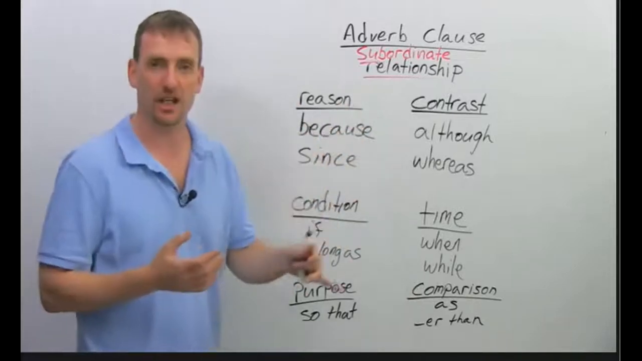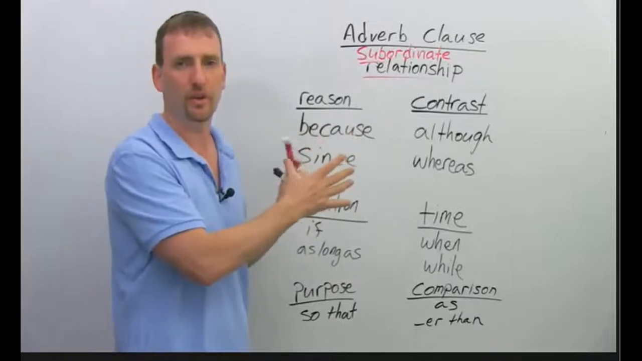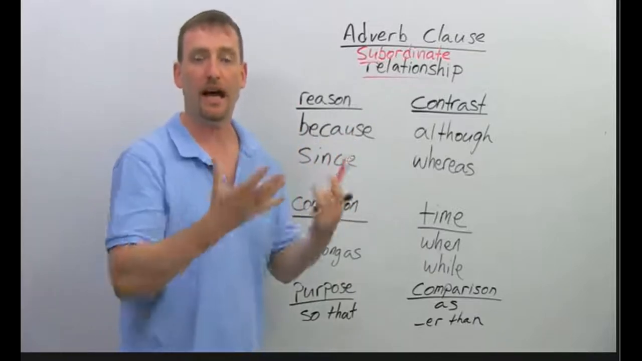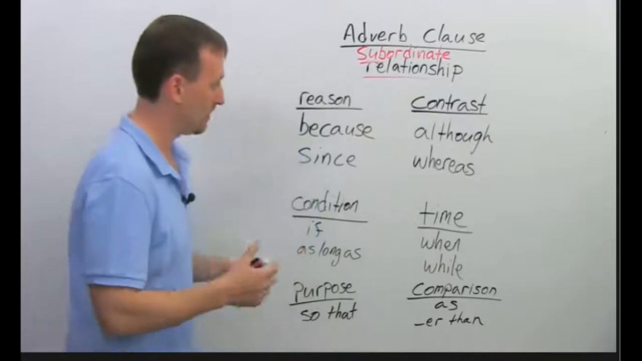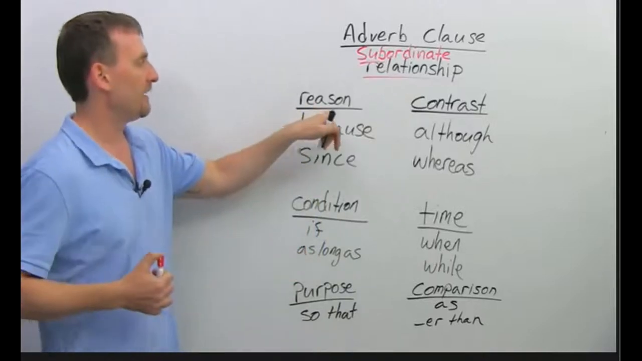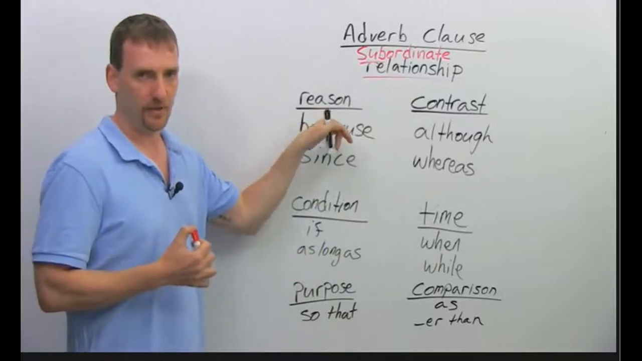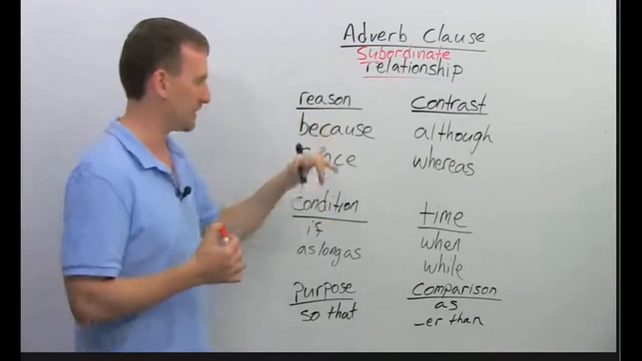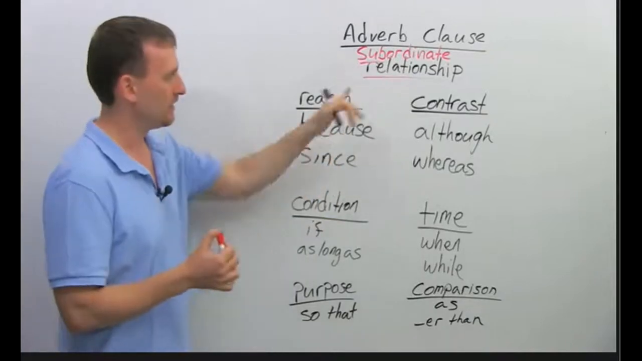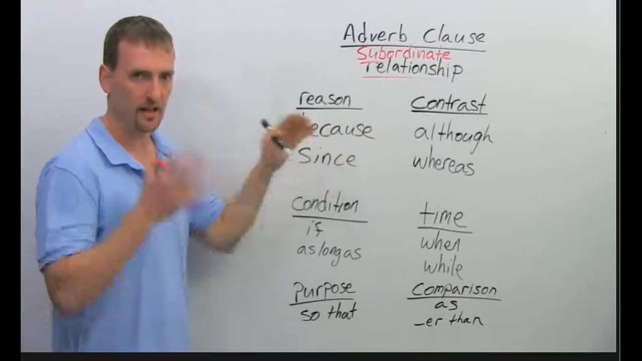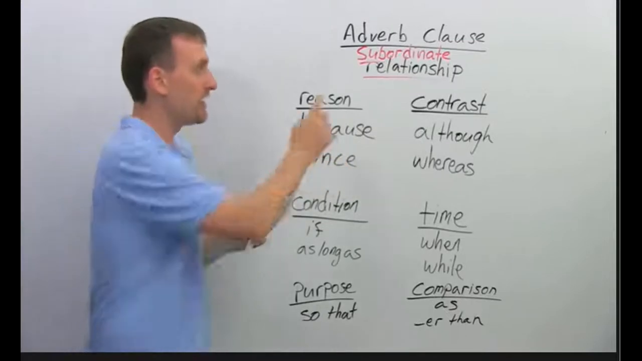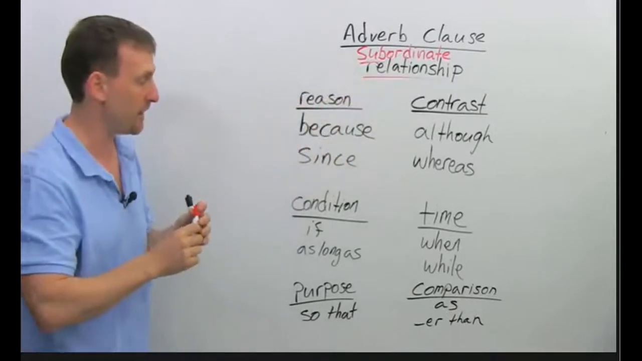And there are many conjunctions, but I'm only going to give you a few here just so you have an idea how the adverb clause works. Okay? So for example, when we're looking at reason, before I give you actual sentence examples, I'm going to talk to you about the conjunctions. These are called the subordinate conjunctions. They very clearly show the relationship between the clauses. So you have to remember that.